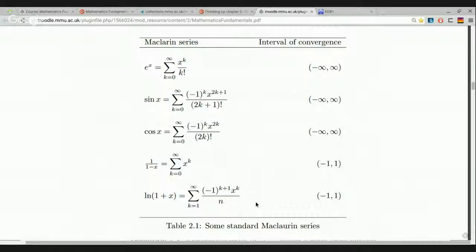So if you're happy with dealing with approximate values for these functions, all you need to do is just take an appropriate partial sum of these infinite series. And the longer the partial sum you take, the more terms you include, the better and better the power series approximates the given function. Okay?